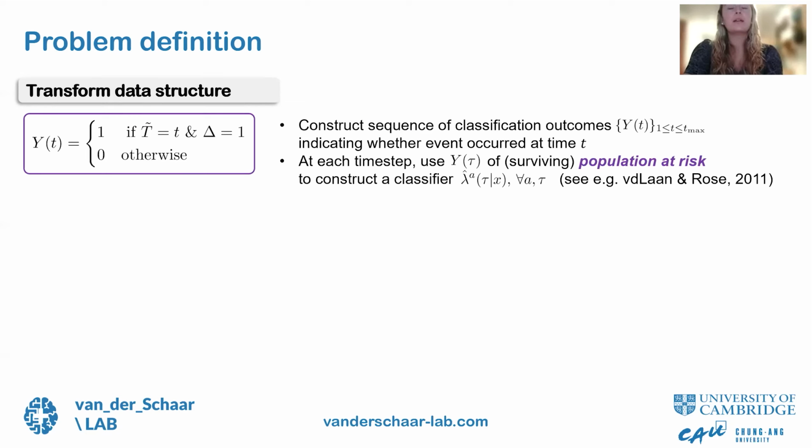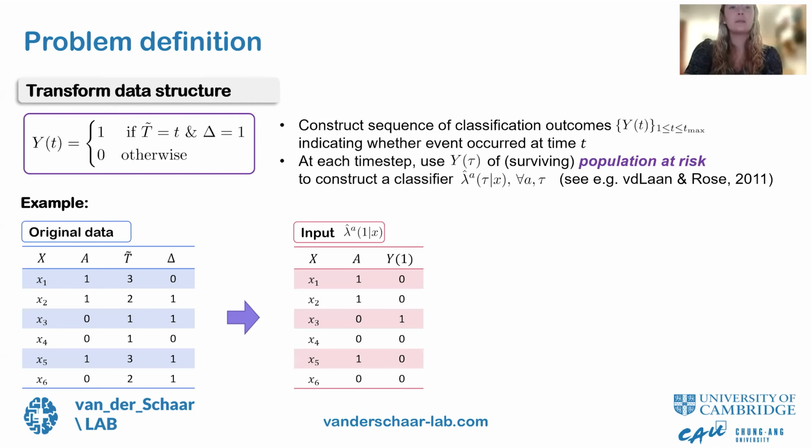In order to simplify the problem for ourselves a little bit, we rely on a trick from statistics where we transform the data structure. So instead of relying on the original outcomes, we construct a sequence of classification outcomes, Y_t, indicating for each time step whether for each individual an event occurred at that time step. And then we use this at each time step to construct a classifier, which will then be our hazard estimator. So if we use this indicator variable of the surviving or population at risk to construct the classifier, we actually have estimated the exact thing that the hazard function captures, namely for each individual that is still surviving, whether the event occurs at that time step.